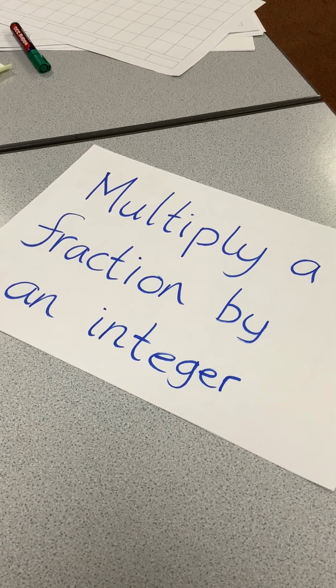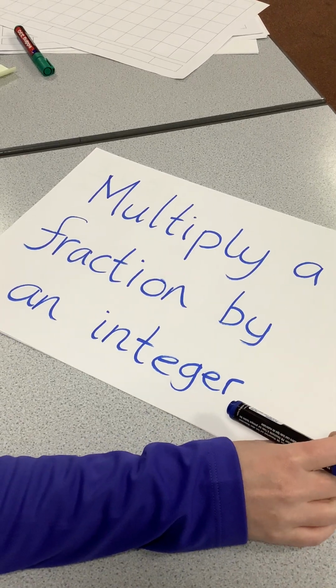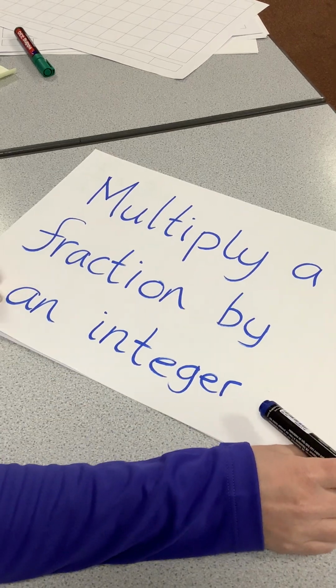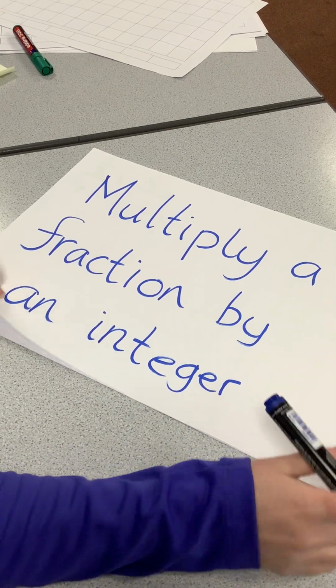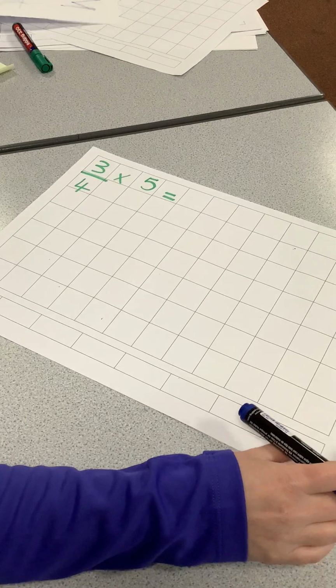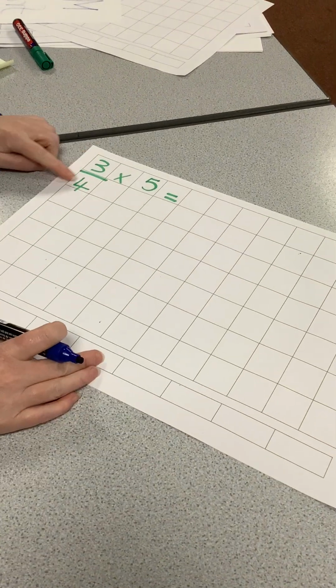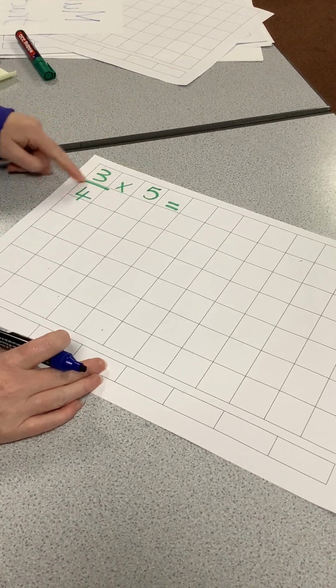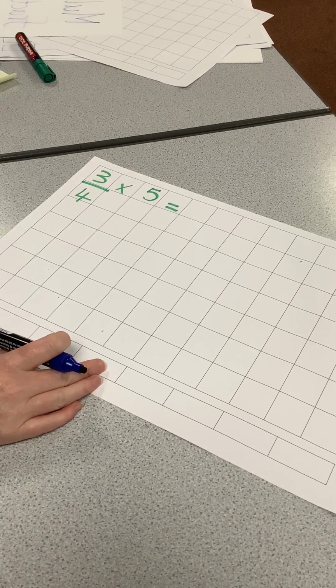Everyone, in this video we're going to be multiplying a fraction by an integer. Remember, the integer just means a whole number, same as a digit or a numeral. So our first fraction calculation here is 3/4 multiplied by 5. So 5 is the integer and 3/4 the fraction. And it's really simple to do.